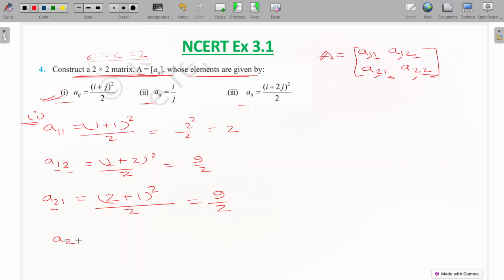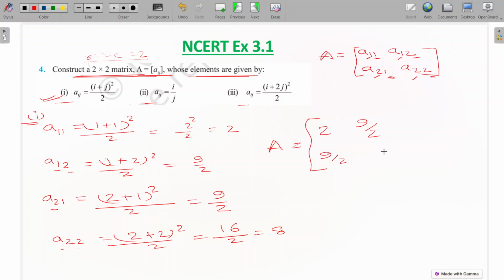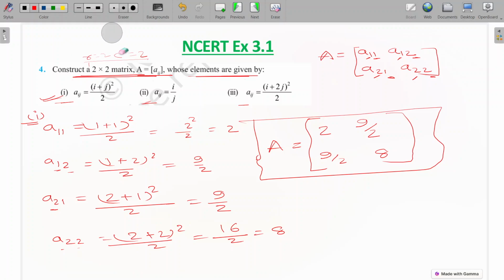Here A22: both I and J are 2, so (2 plus 2) whole square by 2, it's like 4 square is 16, 16 by 2 is 8. So the matrix A will become: A11 is 2, A12 is 9 by 2, A21 is 9 by 2 again, and A22 is 8. So this will be the answer of the first question, 4 part 1. This is the matrix we have. Let's move on to the next matrix, where Aij is i by j. Let me clean the board.